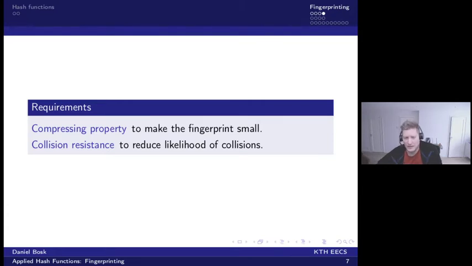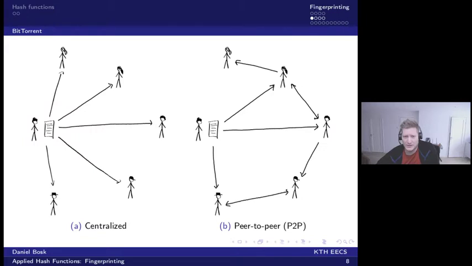So let's get into our examples. BitTorrent. So the idea of BitTorrent is that when we download something, we have Bob here who wants to share this file with 5 other people. So he sends a copy to Alice, he sends a copy to Carol, he sends a copy to David, he sends a copy to Eric, and he sends a copy to Hubert.